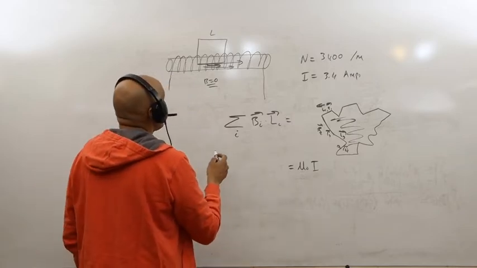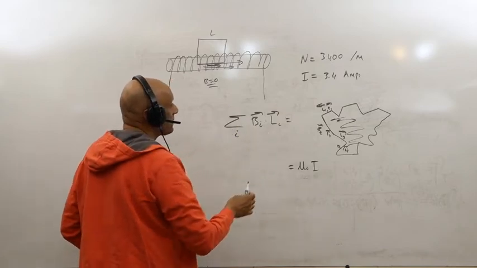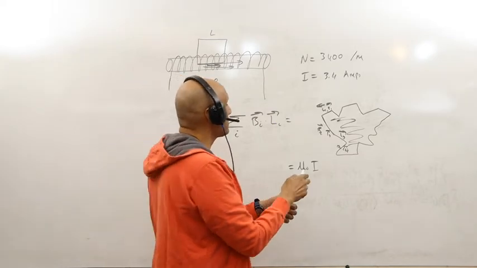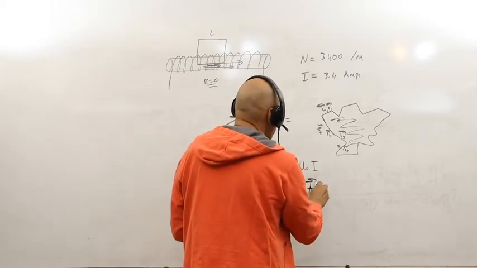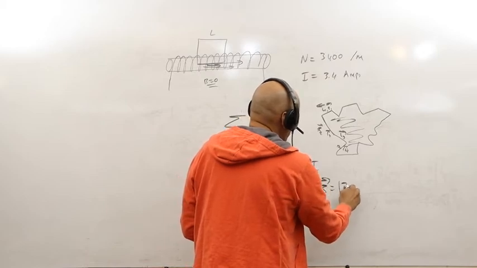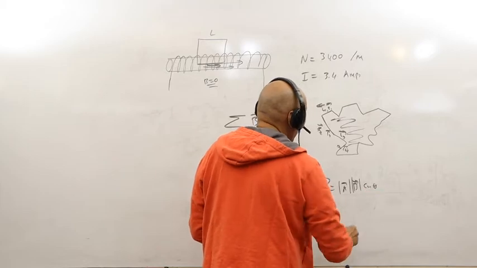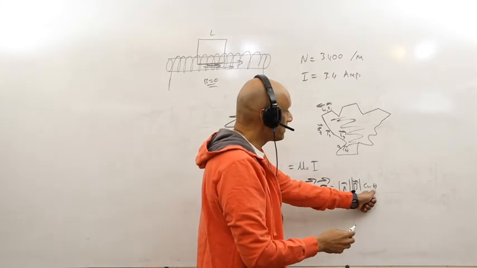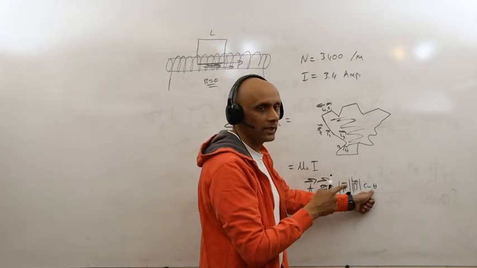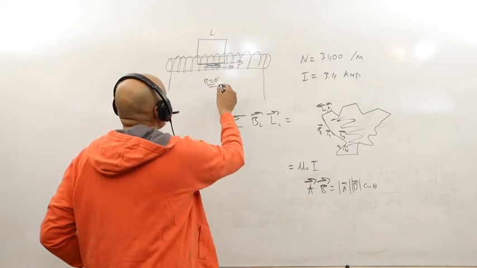So we're going to do this calculation. Notice that if B and L are in the same direction, remember, the dot product of two vectors is the magnitude of A times the magnitude of B times cosine of angle theta. So if theta is equal to 0 degrees, they're in the same direction, this becomes 1. If theta is 90 degrees, cosine of 90 degrees is 0. So we don't have to worry about those elements. So let's go through this calculation.